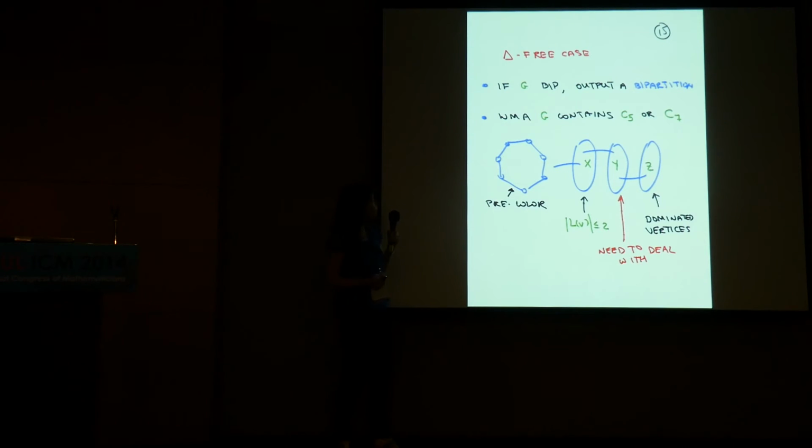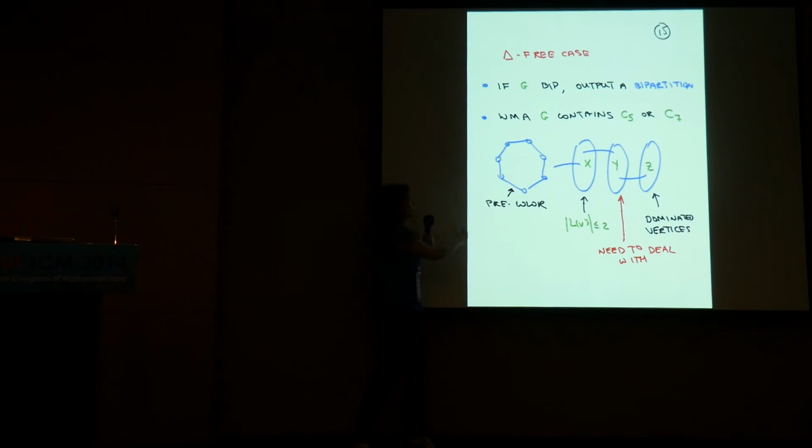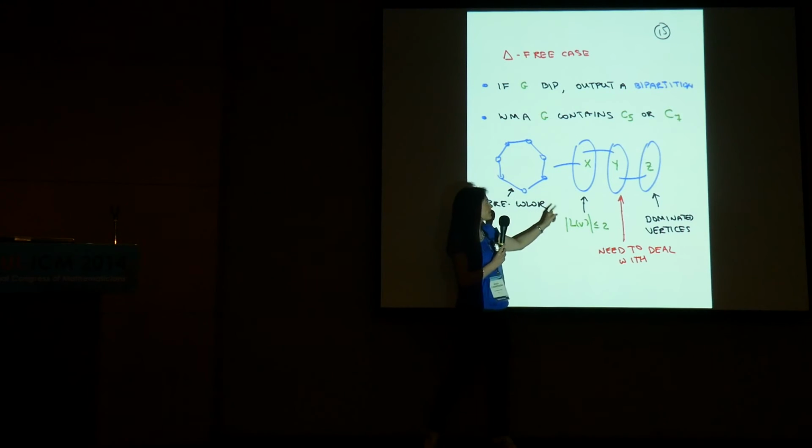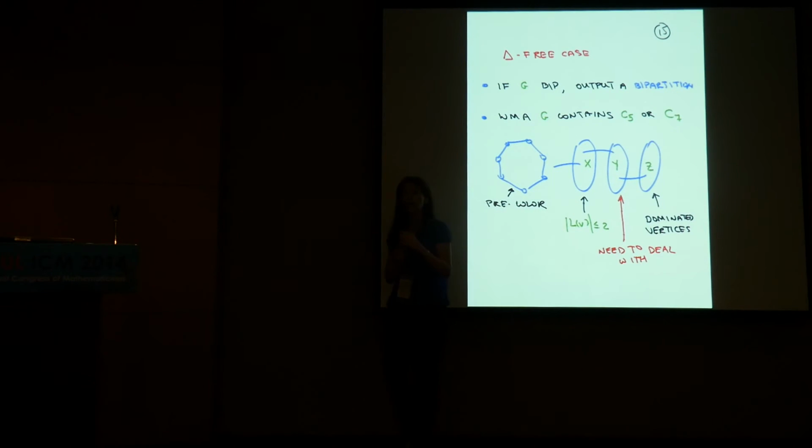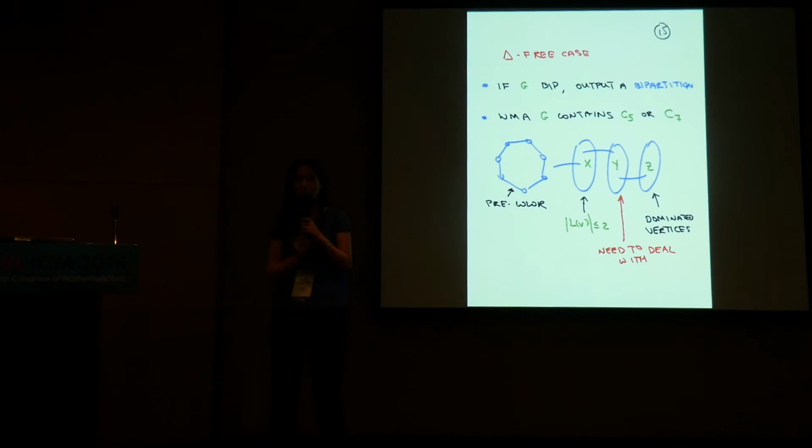Set X are vertices with a neighbor in the cycle, set Y are vertices that don't have neighbors in the cycle but have neighbors in X, and set Z are vertices that are distance one further: they don't have neighbors in the cycle, don't have neighbors in X, but do have neighbors in Y. And now I claim that's it, you can't go any further. So let me explain that.